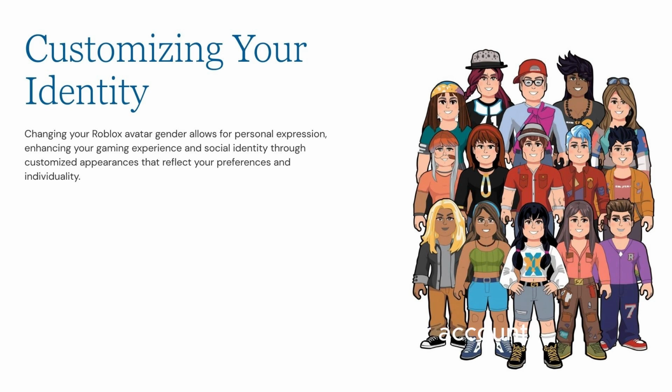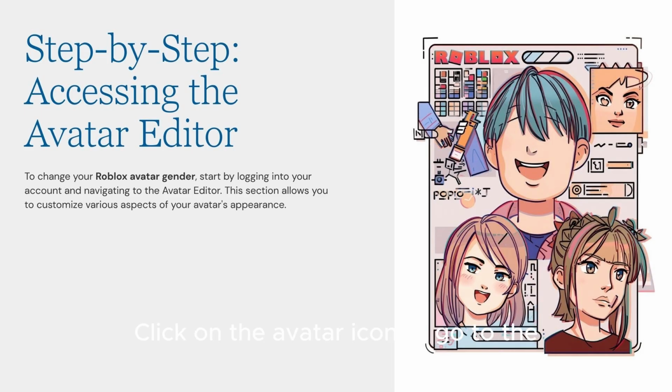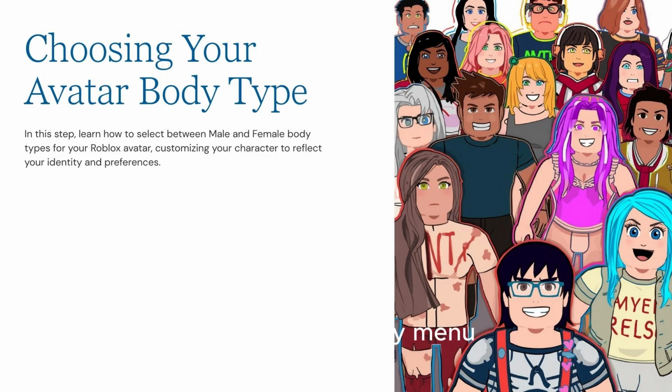Open the Roblox app or website and log into your account. Click on the avatar icon to go to the customization page. Look at the categories above your avatar. Find and click on the one labeled Body. In the Body menu, you will see different body type options.